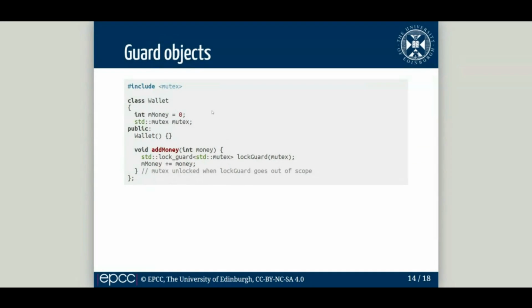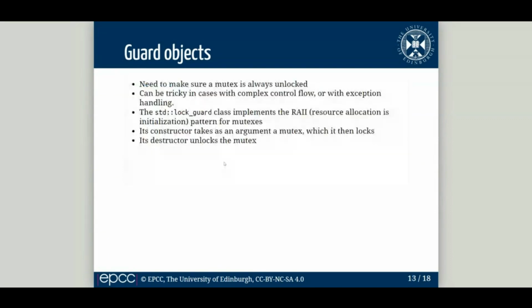So this is the sample here. You see that you define the mutex, but here you call a lock guard with the same mutex variable. So you execute that, and you have the mutex unlocked when the lock guard goes out of scope. So at the moment that you finish the function, the mutex is released.